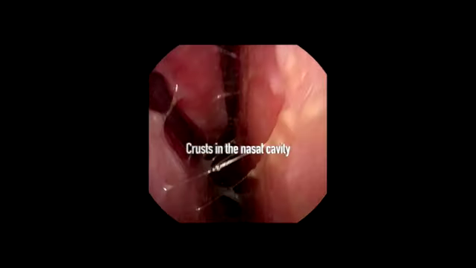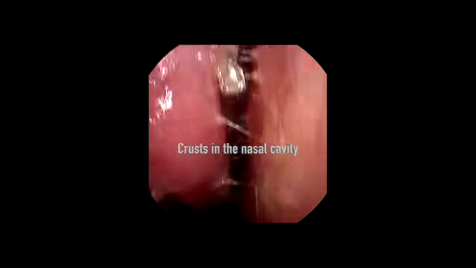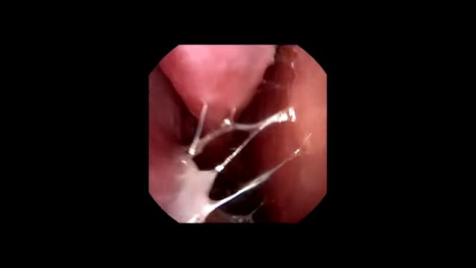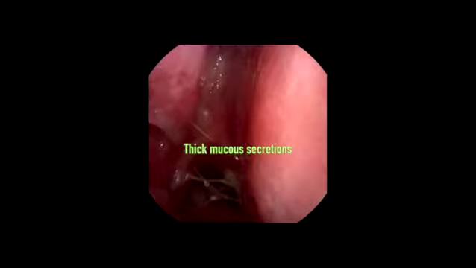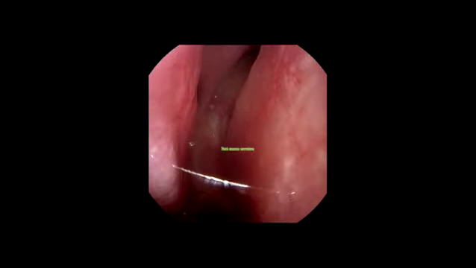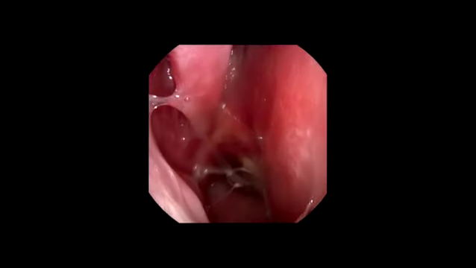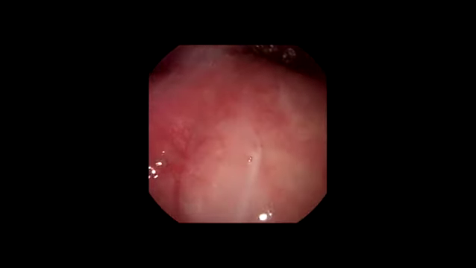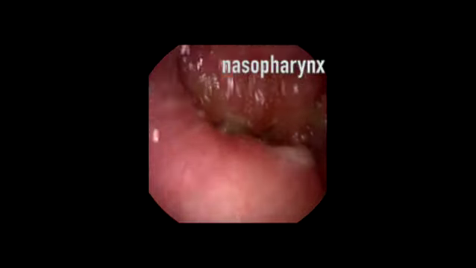This is an endoscopy examination of a patient who has vasculitis. You can see that the nasal cavity has got crusts and thick mucus secretion. This is a classical case of vasculitis in the nose. The mucosa is erythematous. As we can see, there is generalized crusting of the nasal cavity. You can see that crusting in the nasopharynx as well.